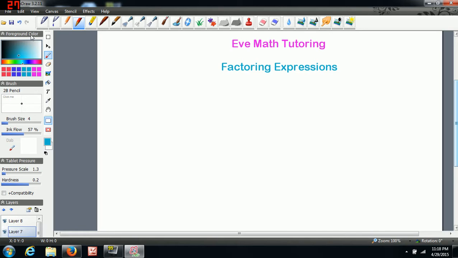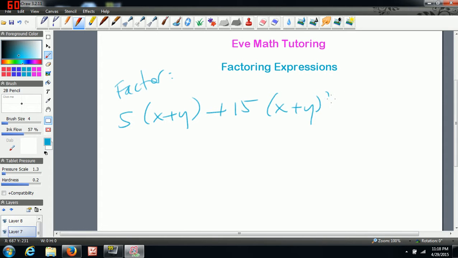Okay, let's try this one here. Say you have 5(x plus y) plus 15(x plus y) all squared. For this one, the biggest thing you can factor out of both of these, when you look at each term in the expression, is first of all, the numbers, it's 5. Now when you look at this, the biggest one you can factor is x plus y to the power of 1. This one's to the power of 1, this is the power of 2.